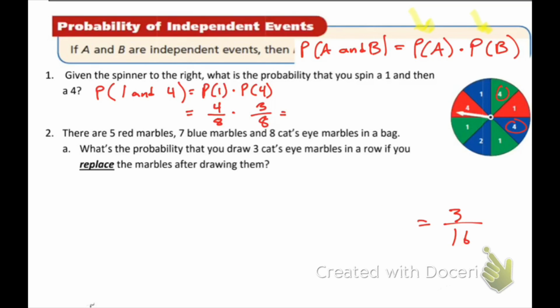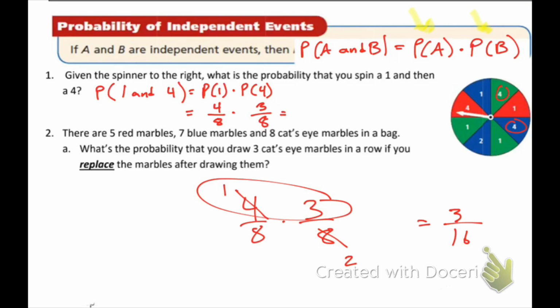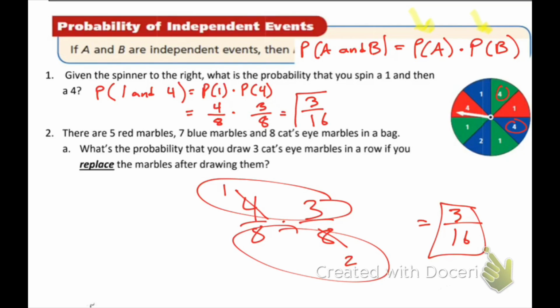Now another way I could do this to make it maybe a little bit easier is let's reduce before I multiply. So I have 4/8 times 3/8. The 4 and the 8 cancel, that's a 1 and that's a 2. So now I multiply the 3 and the 1, I get 3. 8 times 2 gives me 16. So 3/16. So that is my probability that I'll spin a 1 and then a 4.